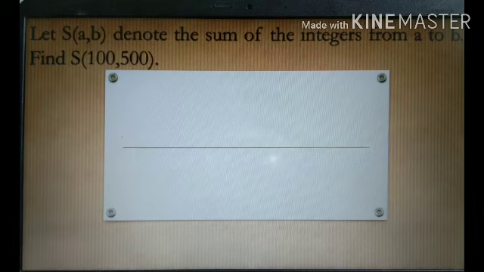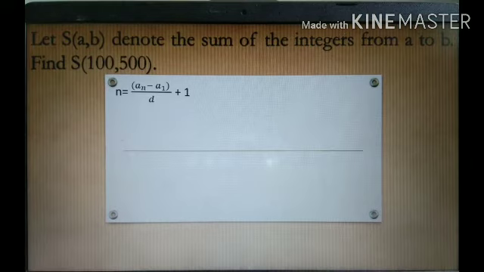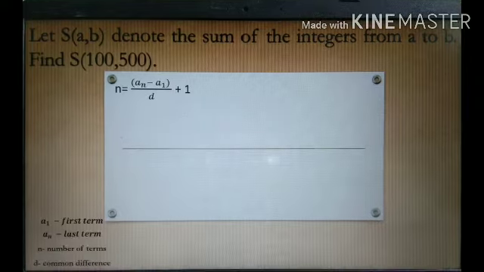First, get the number of terms by using the formula n is equal to the quantity of a sub n minus a sub 1 over d plus 1, where a sub 1 is the first term, a sub n is the last term, n is the number of terms, and d is the common difference.